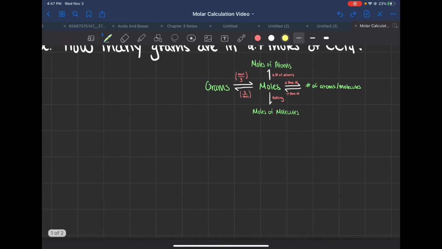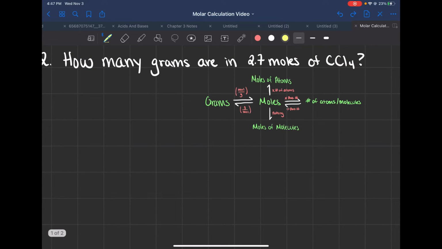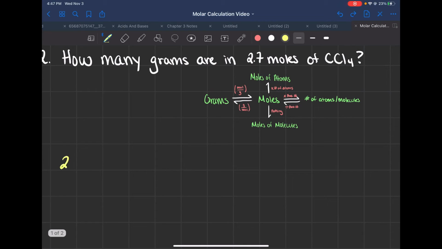All right, so very similar process. We're starting with moles, and then we're going to grams. So if we're doing that, we're following this arrow here. So we're going to be multiplying by our molecular ratio. So we have 2.7 moles of CCl4, multiplying that by our molecular weight.